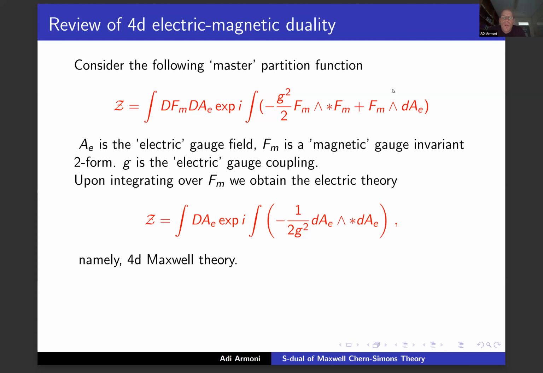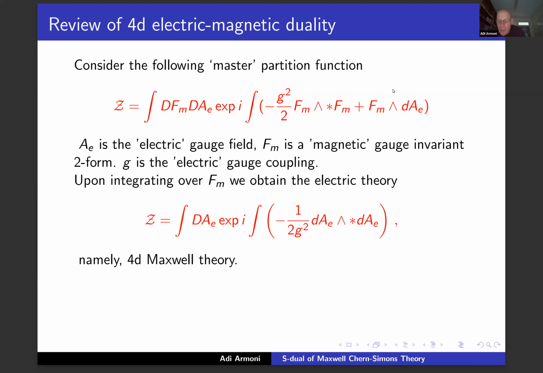And the reason it's a master partition function is that if we integrate over Fm, we get the electric theory, right? Because if we integrate over Fm, what we get is what I wrote below. It's the integration over AE, and the action itself is the 4D Maxwell theory. So the master equation, upon integrating the magnetic two-form, leads to the Maxwell theory.